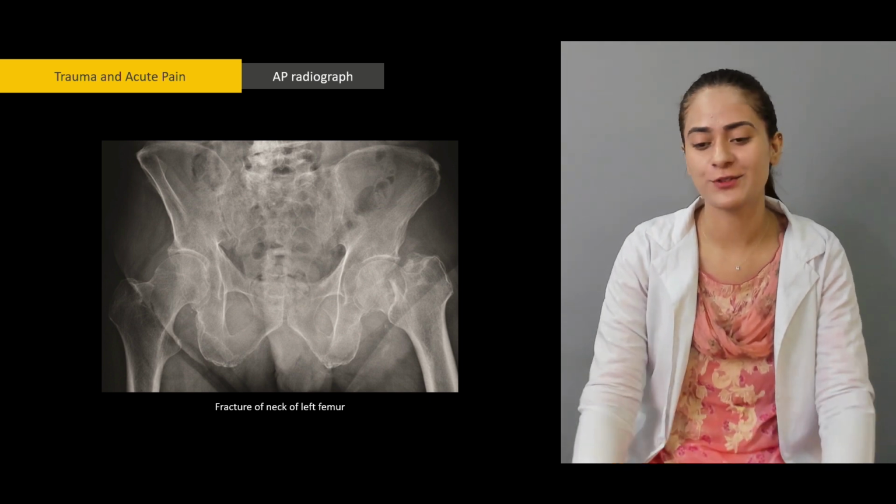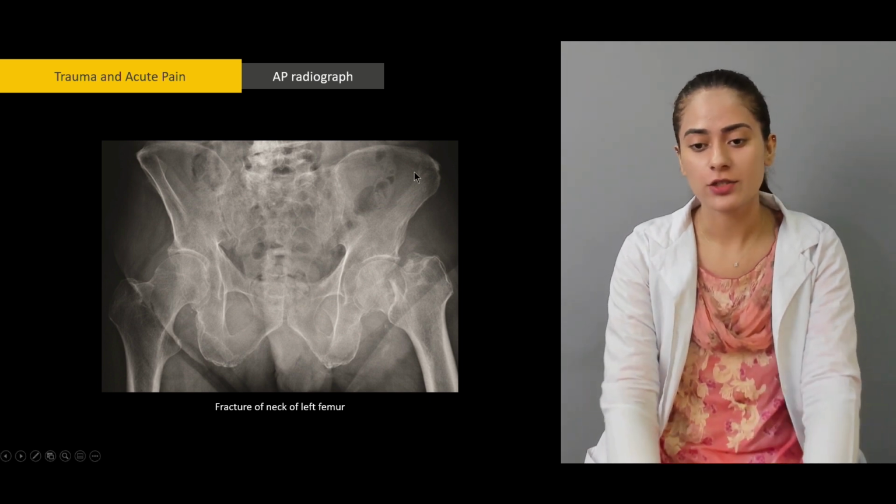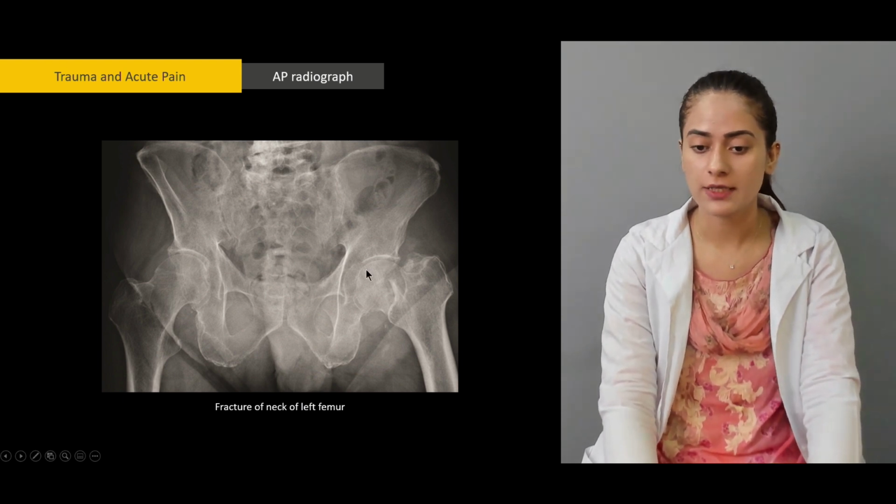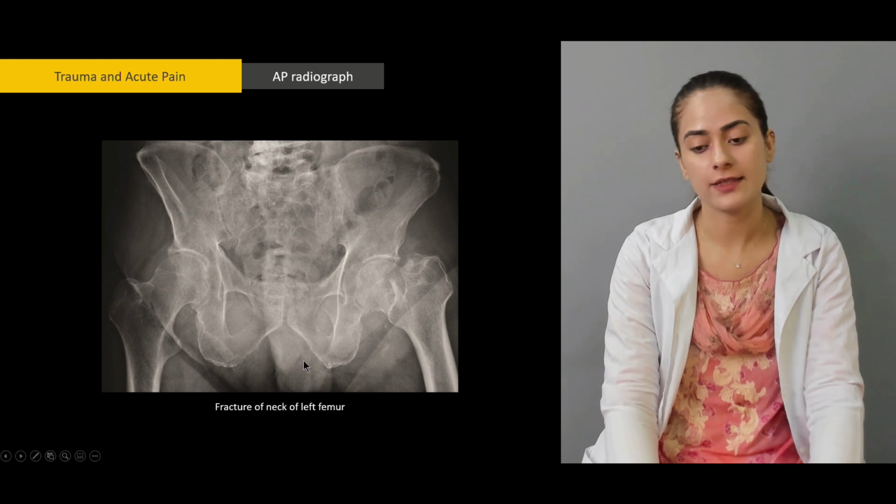So now let's move towards the fracture. Again, let's label it first. This is the ilium, the acetabulum, the pubis, and the ischium.